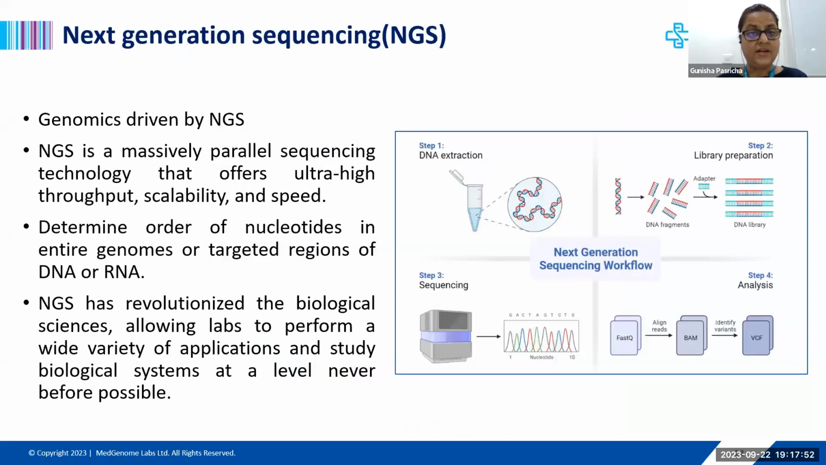So just taking you through what next generation sequencing is. Genomics is driven by genomics, and next generation sequencing is massively parallel sequencing technology that offers ultra high throughput, scalability, and speed, and basically determines the order of nucleotides in entire genome or target regions of DNA and RNA. NGS has actually revolutionized the biological sciences, allowing labs to perform a wide variety of applications, and more recently NGS has forayed into infectious disease segment too, and I'll be talking to you about it.